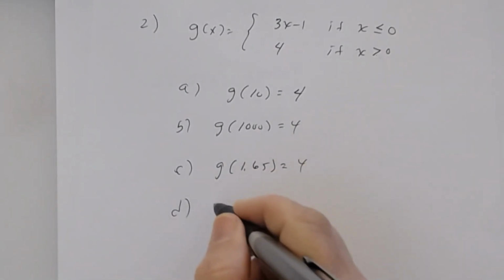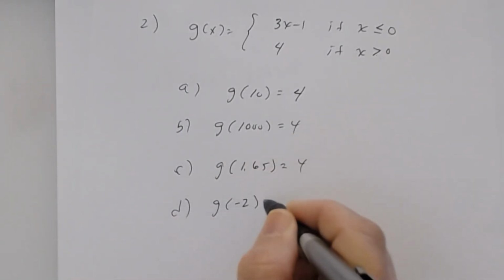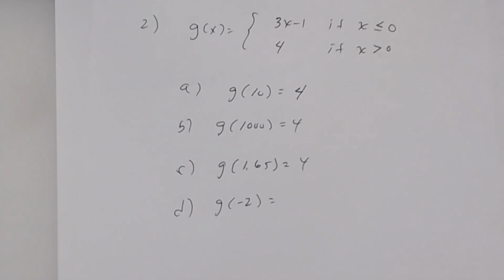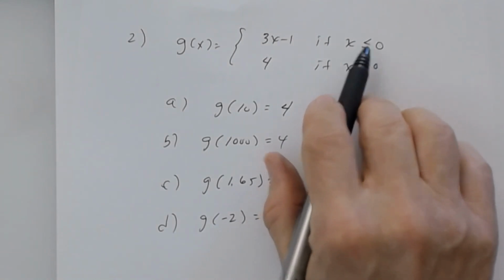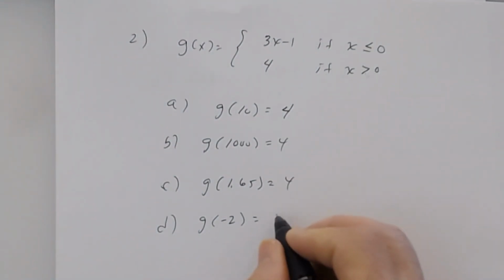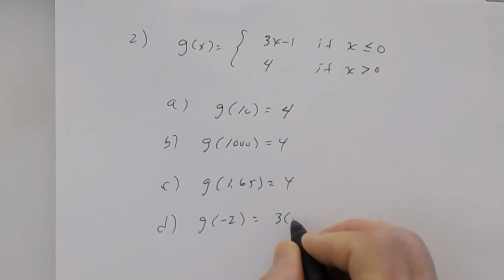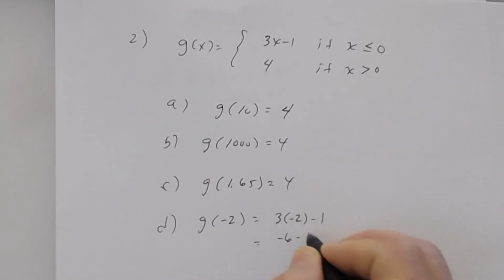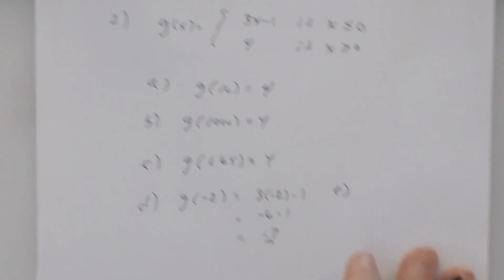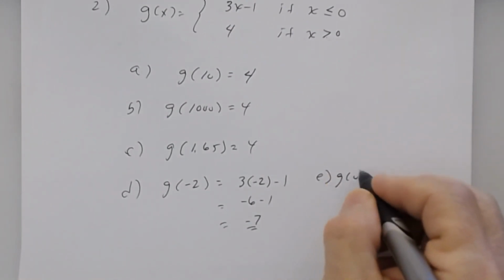D, what is g of negative 2? Which one do I use? Top one, because negative 2 is less than or equal to 0, right? So now this time I have a variable, so I'm going to say 3 times x, and what's x in this case? Negative 2. Minus 1. So that's negative 6 minus 1, which is what? Negative 7.